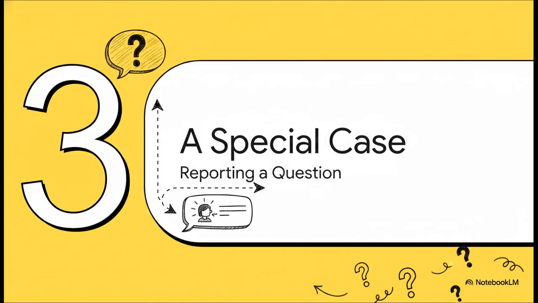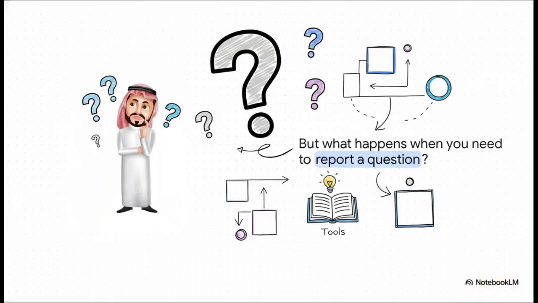Okay, so we've totally got statements covered. But what about questions? This is a little bit of a special case with a couple of new rules, but don't worry, they are just as straightforward once you see them. So what does happen with questions? I mean, they have their own unique structure, right? They're designed to ask for information. That's why we can't just apply the same backshift rule and call it a day. We need a few more tools in our toolbox.